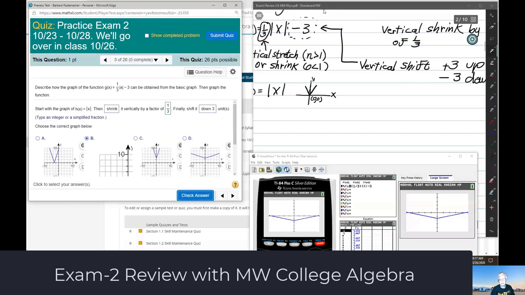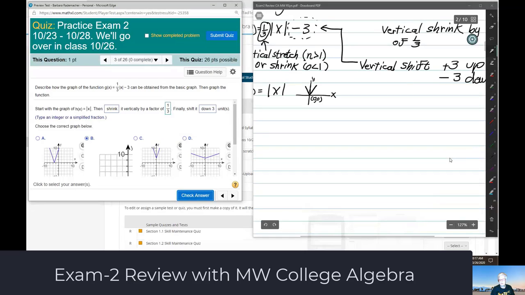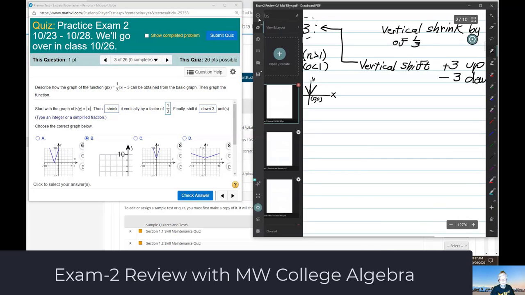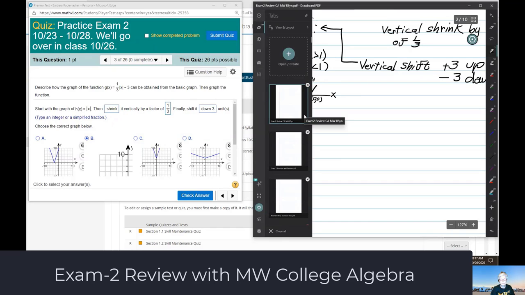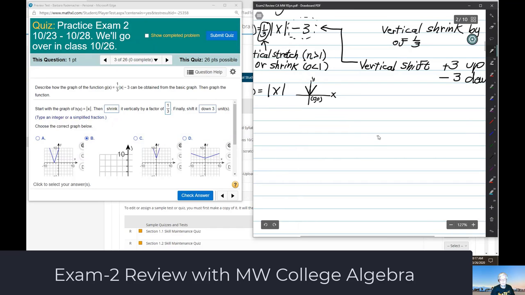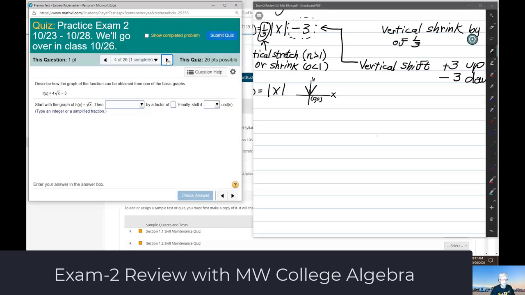Okay, another question. Okay, this is another one. This is number 4. 4 times the square root of X. Again, minus 3, how boring.